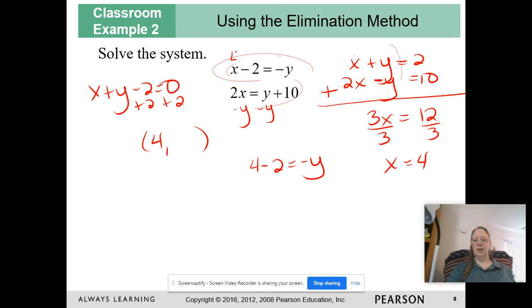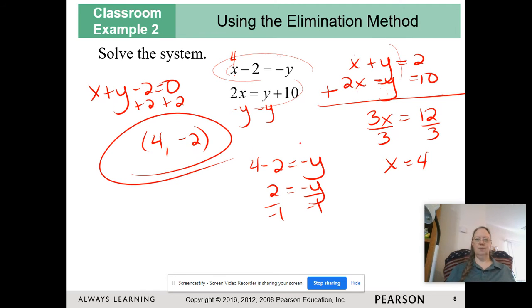So I substituted my x for, as 4. So I get 2 is equal to negative y divided by negative 1. Right, like that.